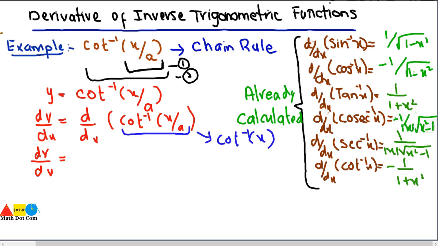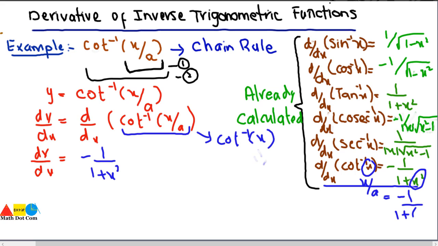So cot inverse of x is where? Here we have cot inverse of x. So we'll write minus 1 divided by 1 plus x square. Here we have 1 plus x square because here it is x. So the derivative of cot inverse of x is minus 1 over 1 plus x square. But what if you have x over a here? Then the derivative will be minus 1 divided by 1 plus (x over a) whole square. So keep this in mind that if you come across a function other than x, you have to take that function. So I'll write (x over a) whole square.